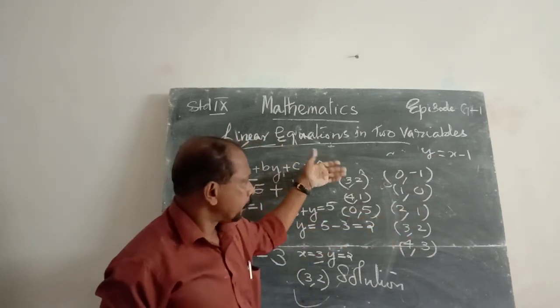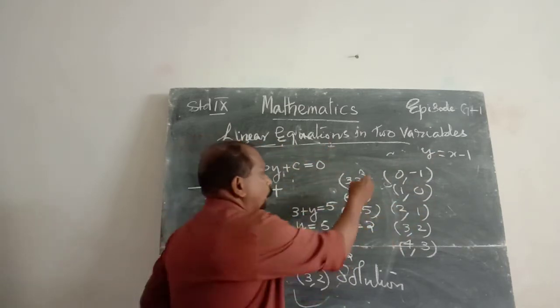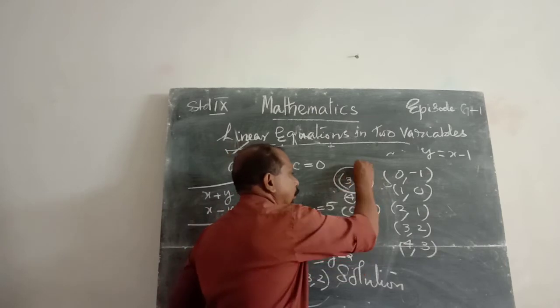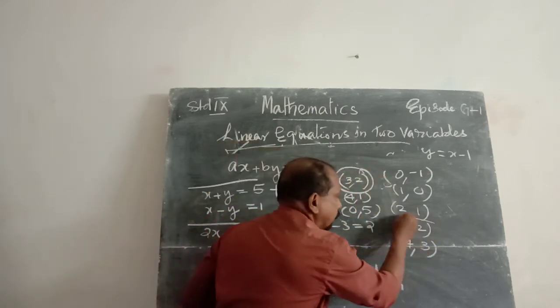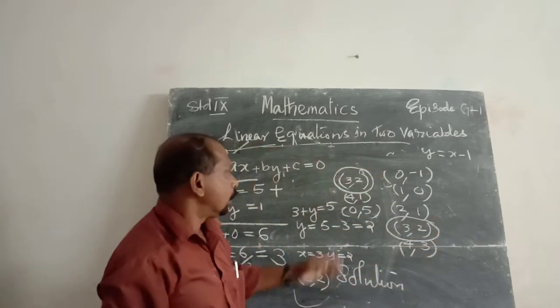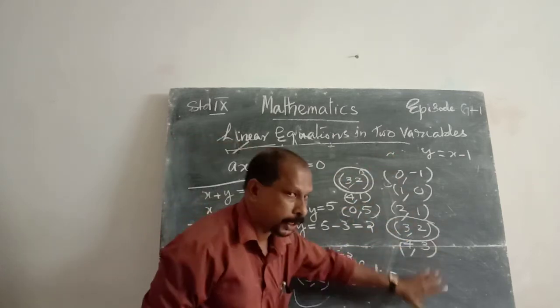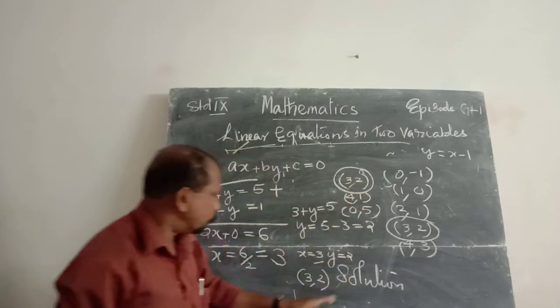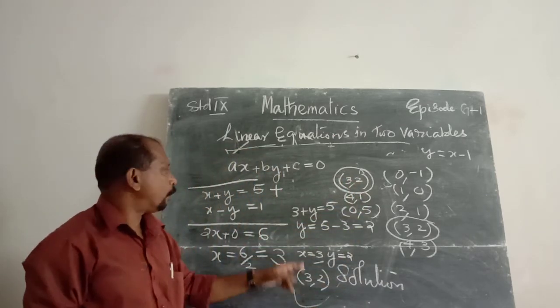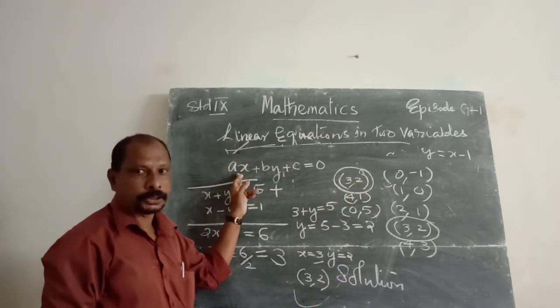The result for the first one, 3, 2 is one solution. For the second one, 3, 2 is one solution. There is only one common solution between these two. Therefore, this 3, 2 is the solution of those linear equations.